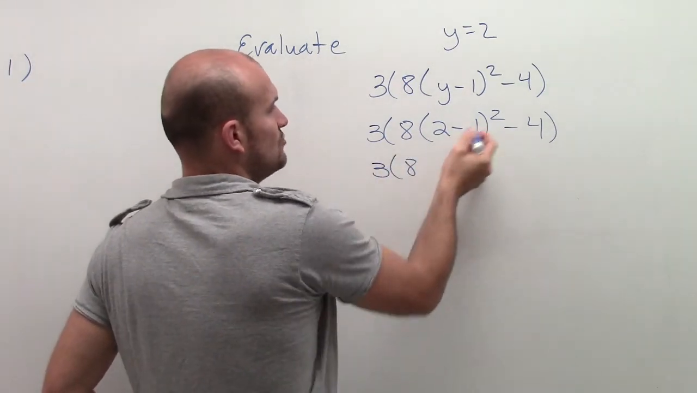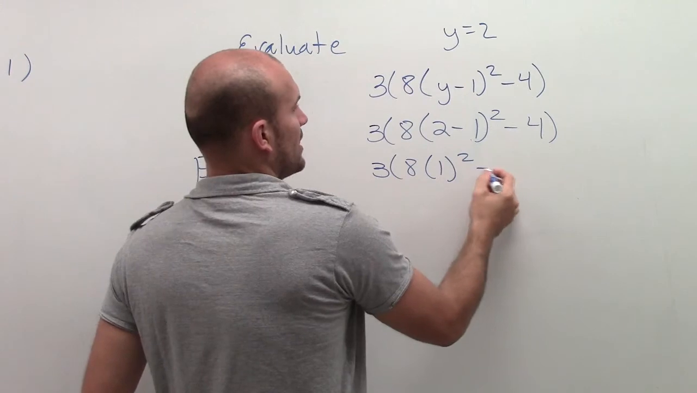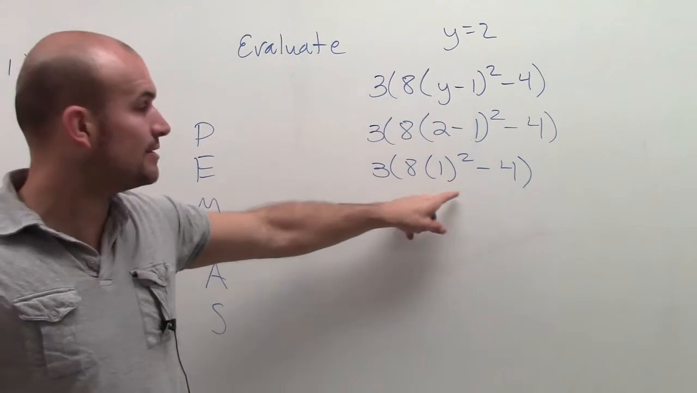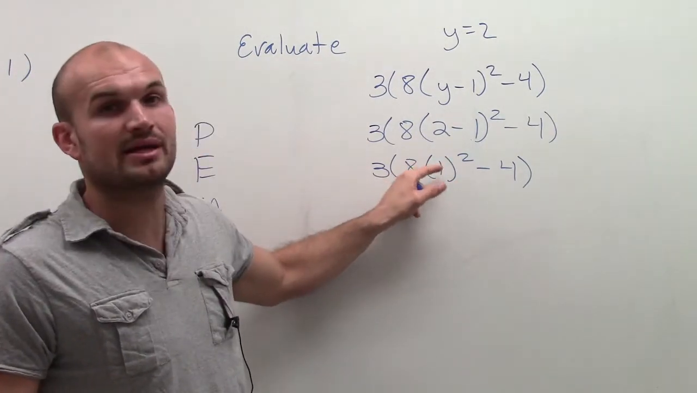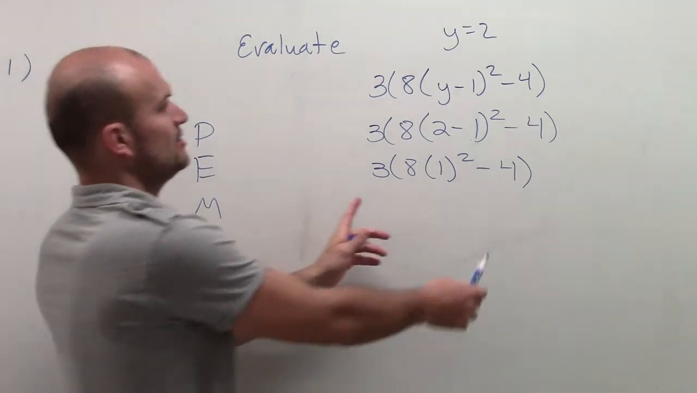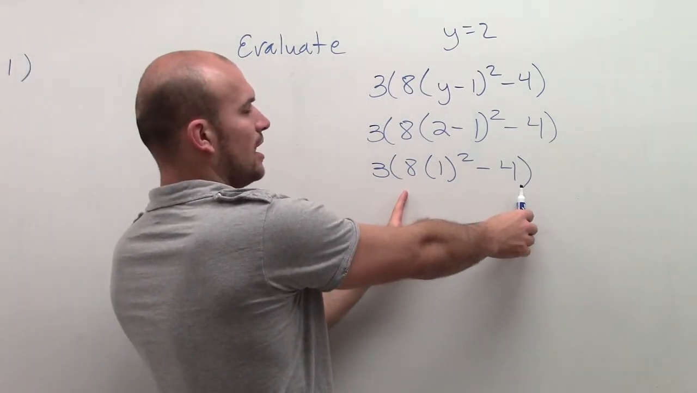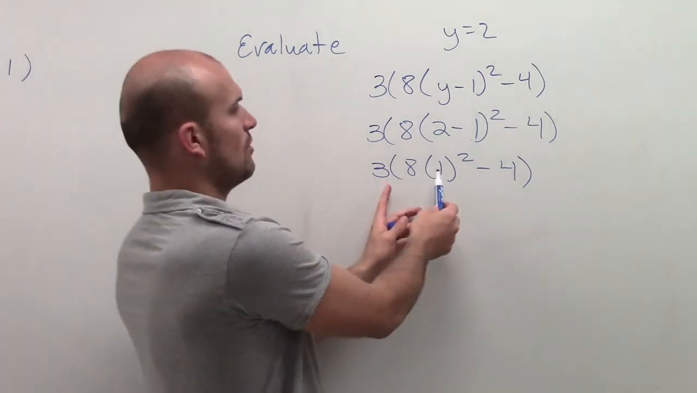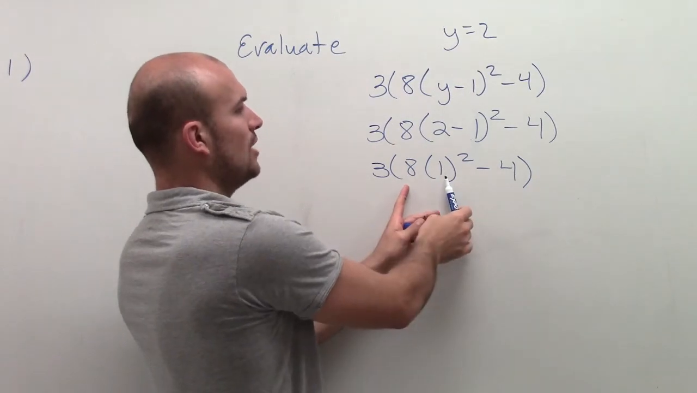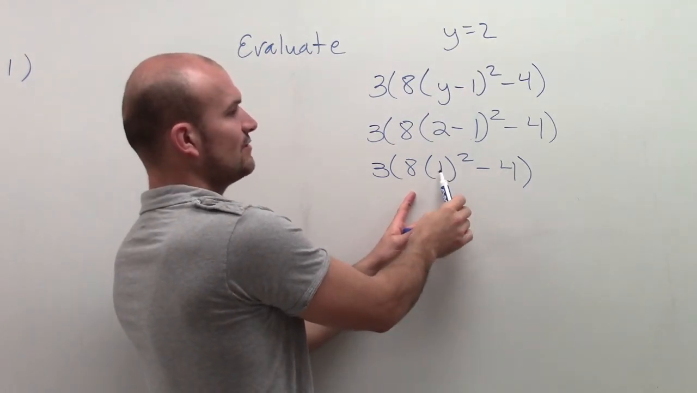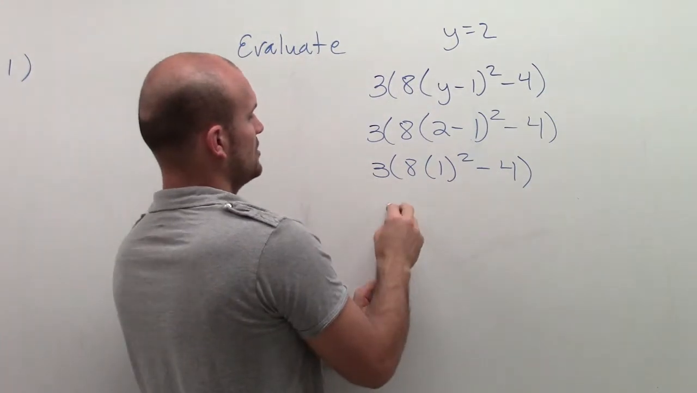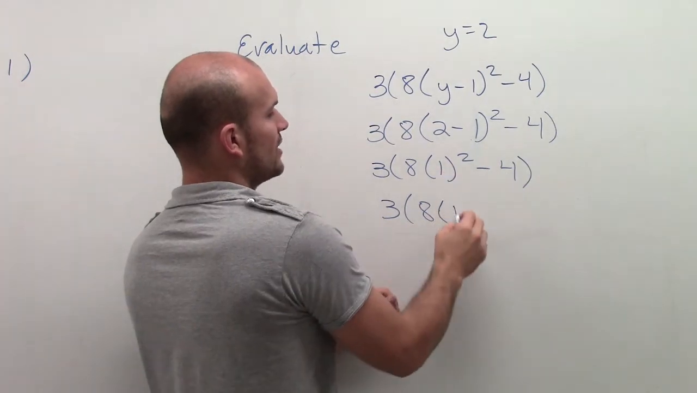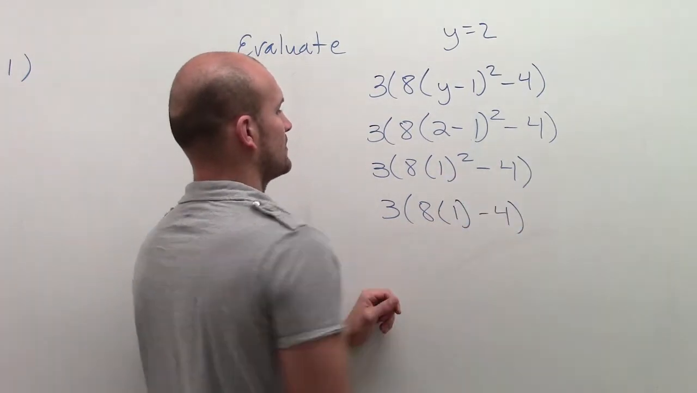3 times 8, 2 minus 1 is 1 squared, minus 4. Now, I left that 1 squared to make sure we understand that that's what was left in there. So now I continue on. Now inside this parentheses, what's the next operation? After I did inside the parentheses, now I have to do exponents because there's no operation inside these parentheses anymore. So the next thing is exponents or powers, and 1 squared is 1. So I'd have 3 times 8 times 1 squared is 1, minus 4.